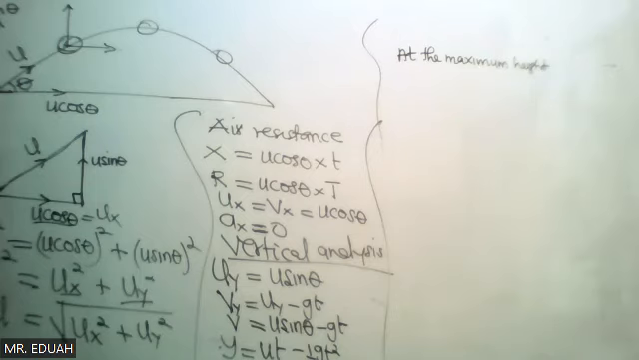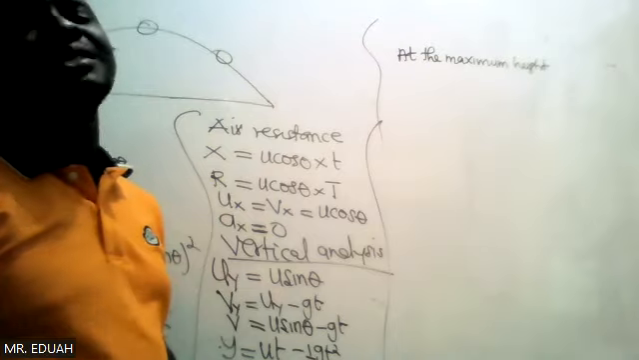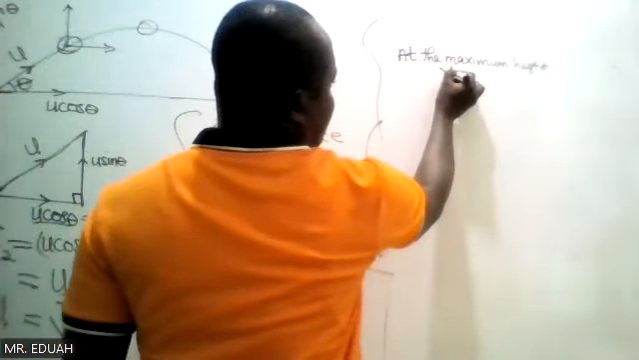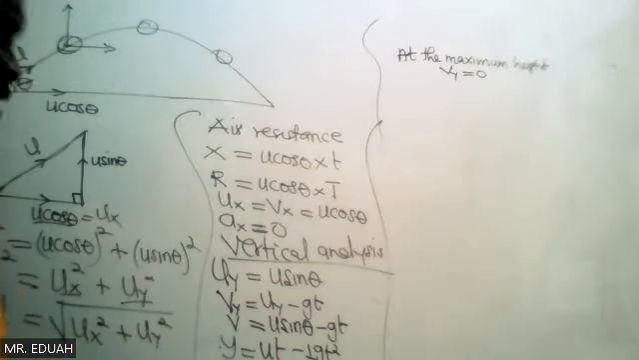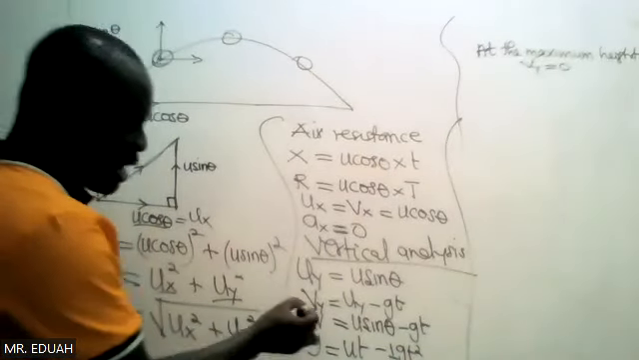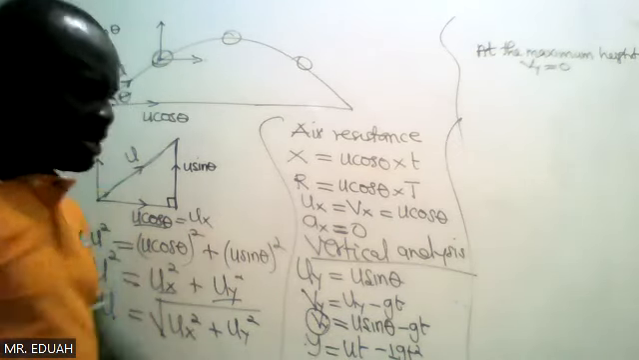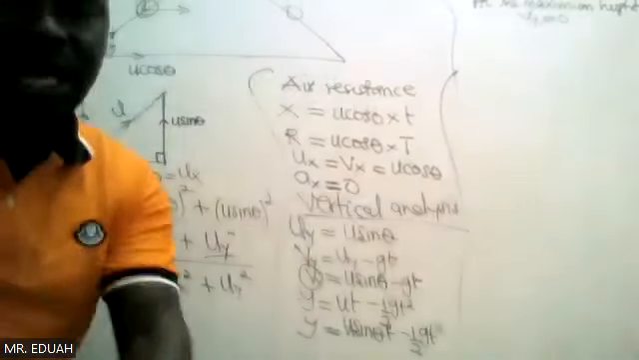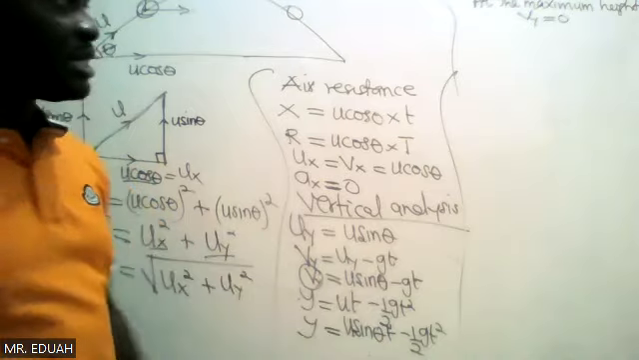At the maximum height, the final vertical velocity is 0. So Vy is equal to 0. If this is 0, then you substitute 0 in place of Vy and make t the subject.